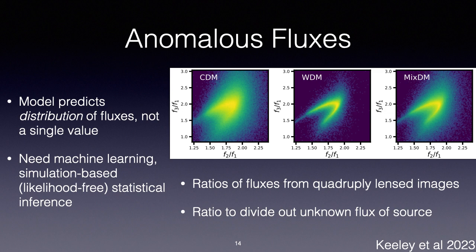And so the signature of CDM is that the predicted distribution is more broad, as in there are more halos to lens the image, and so the different realizations of that distribution can have a larger range of values. Conversely, the signature of warm dark matter is that the predicted distribution is much less broad, and of course, mixed dark matter is by construction intermediate.